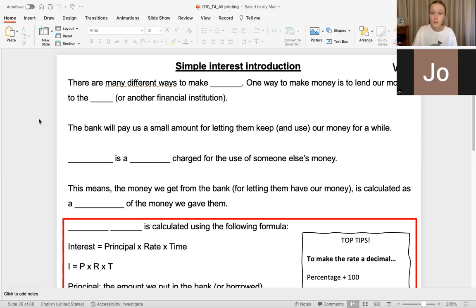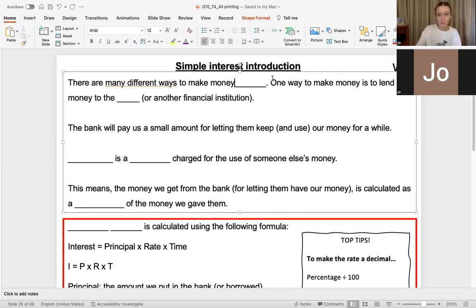Okay, so let's fill in our first close exercise about simple interest. There are many different ways to make money. One way to make money is to lend our money to the bank. And that's the most common place where you're going to get interest, but you can also get it from other financial institutions. The bank will pay us a small amount for letting them keep and use our money for a while.